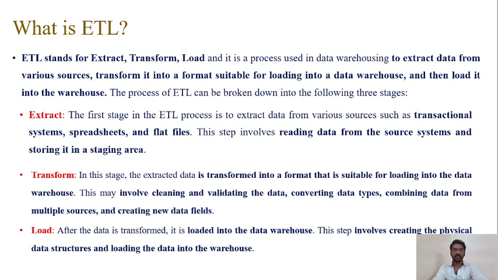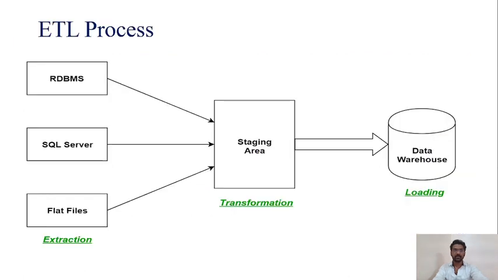So this is called ETL. ETL has three stages: extract, transform, and load. This is how the process is carried out. RDBMS, SQL Server, and flat files come under extraction. When the data is extracted from different sources, it moves to the transformation stage where the staging area is located. Once the staging area is completed, it is transferred to the third stage, which is called loading, where the data warehouse is present.